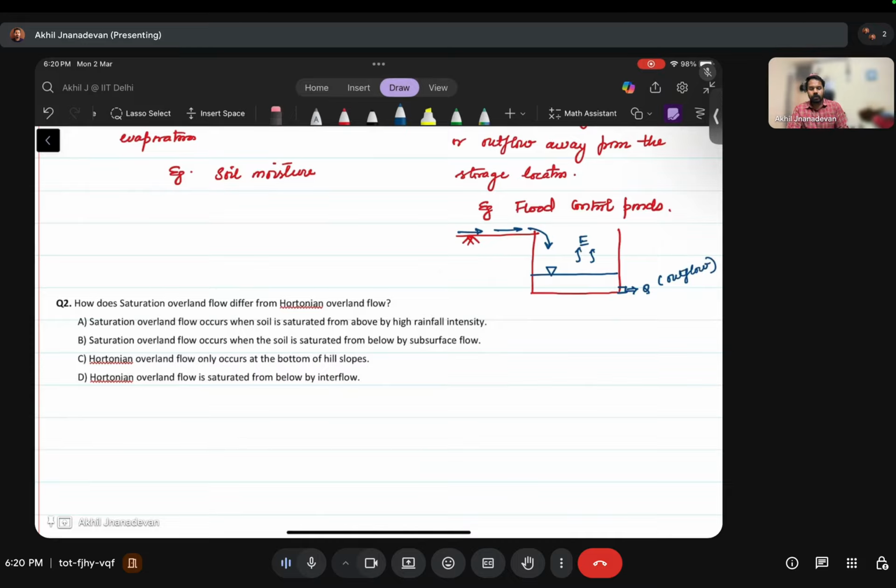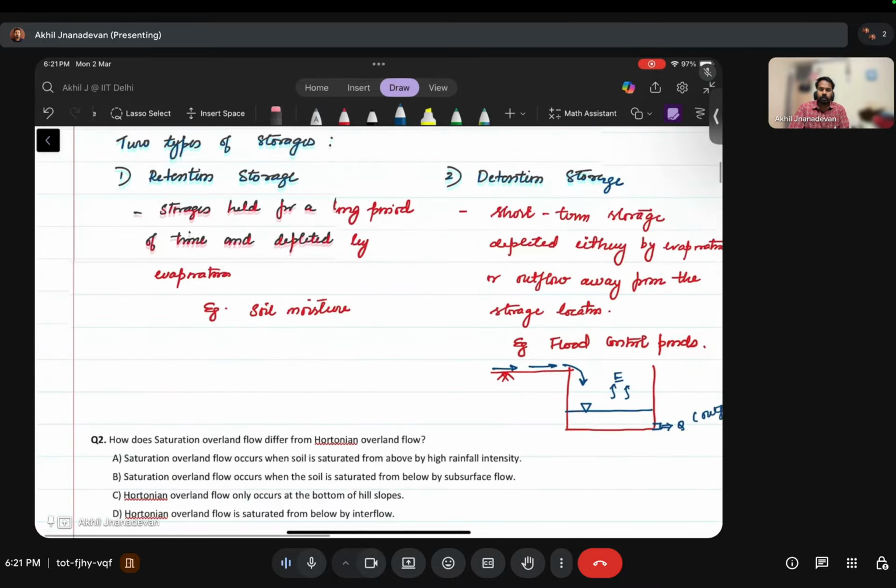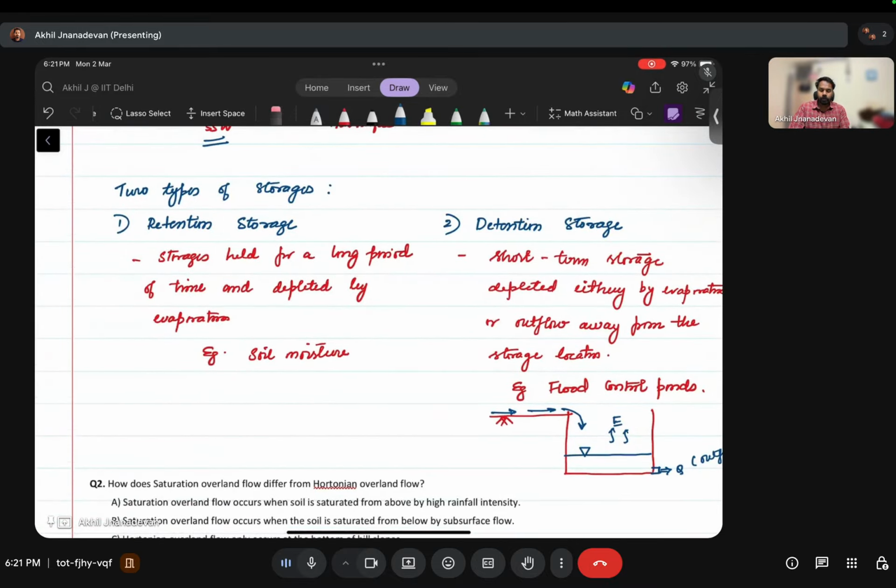So this is one way: if the drainage system cannot be expanded, or even if we expand the drainage system, the peak runoff or the peak flooding is not decreasing, then we can go for such techniques which are extensively used in urban areas to control urban floods. These storages are called detention storages, which store water temporarily, unlike the retention storage which can store water for a long period of time, right?